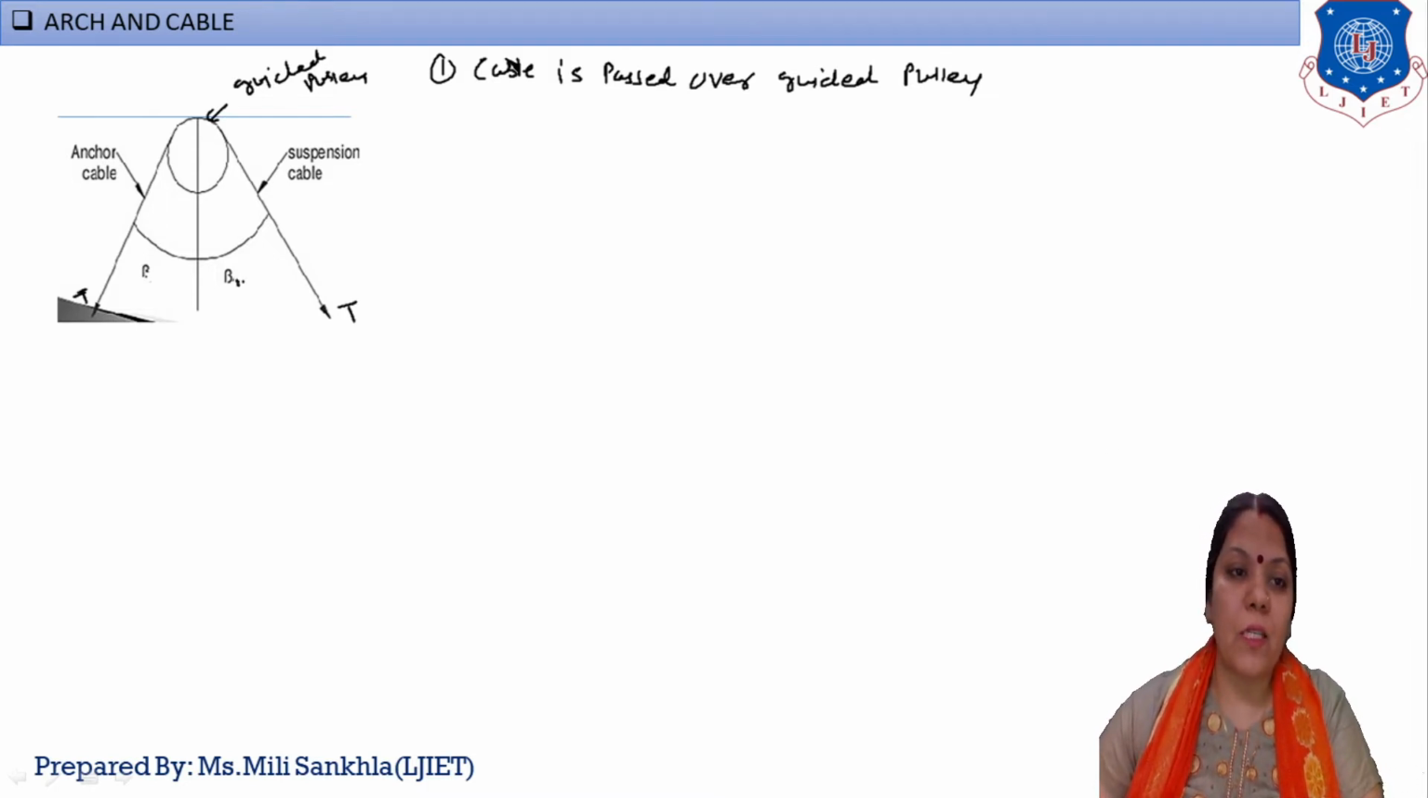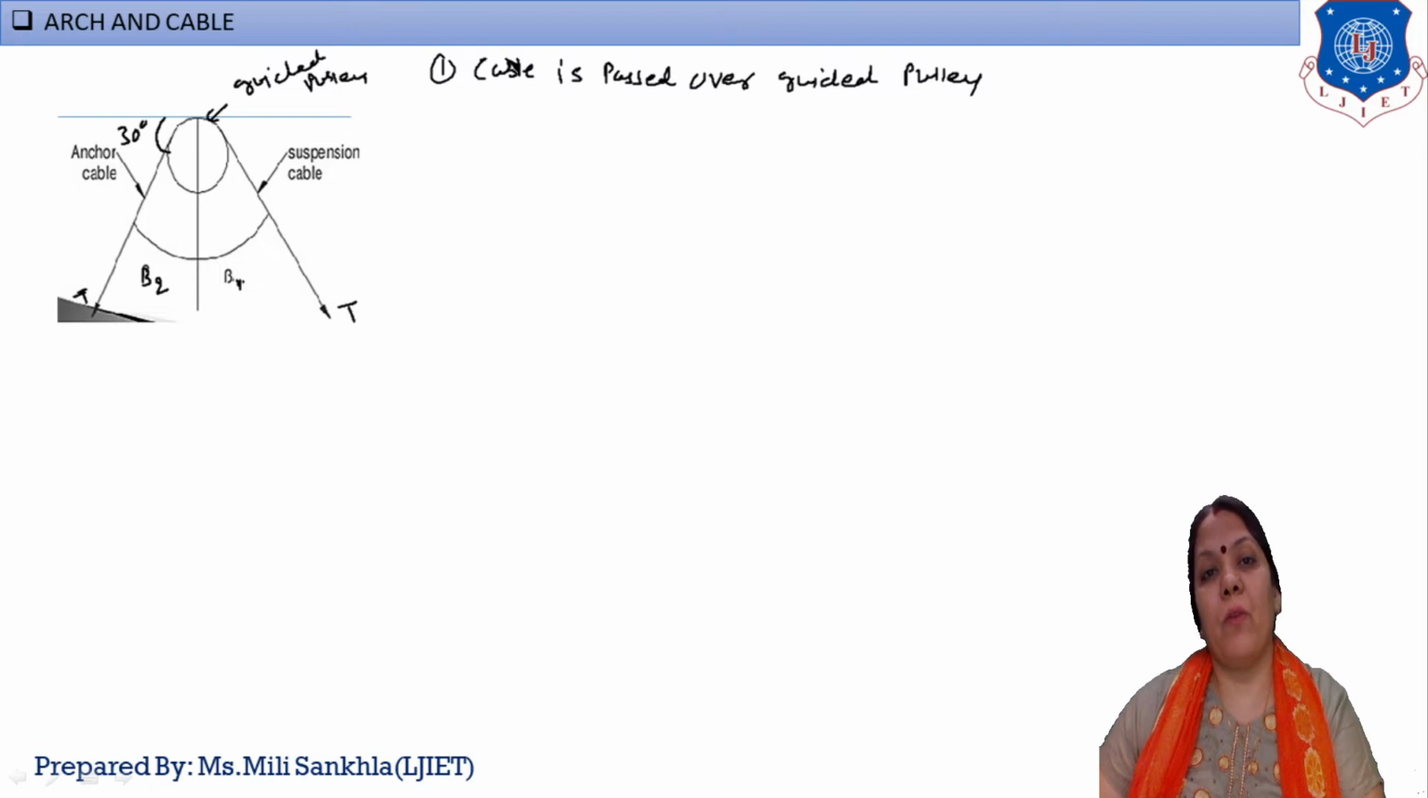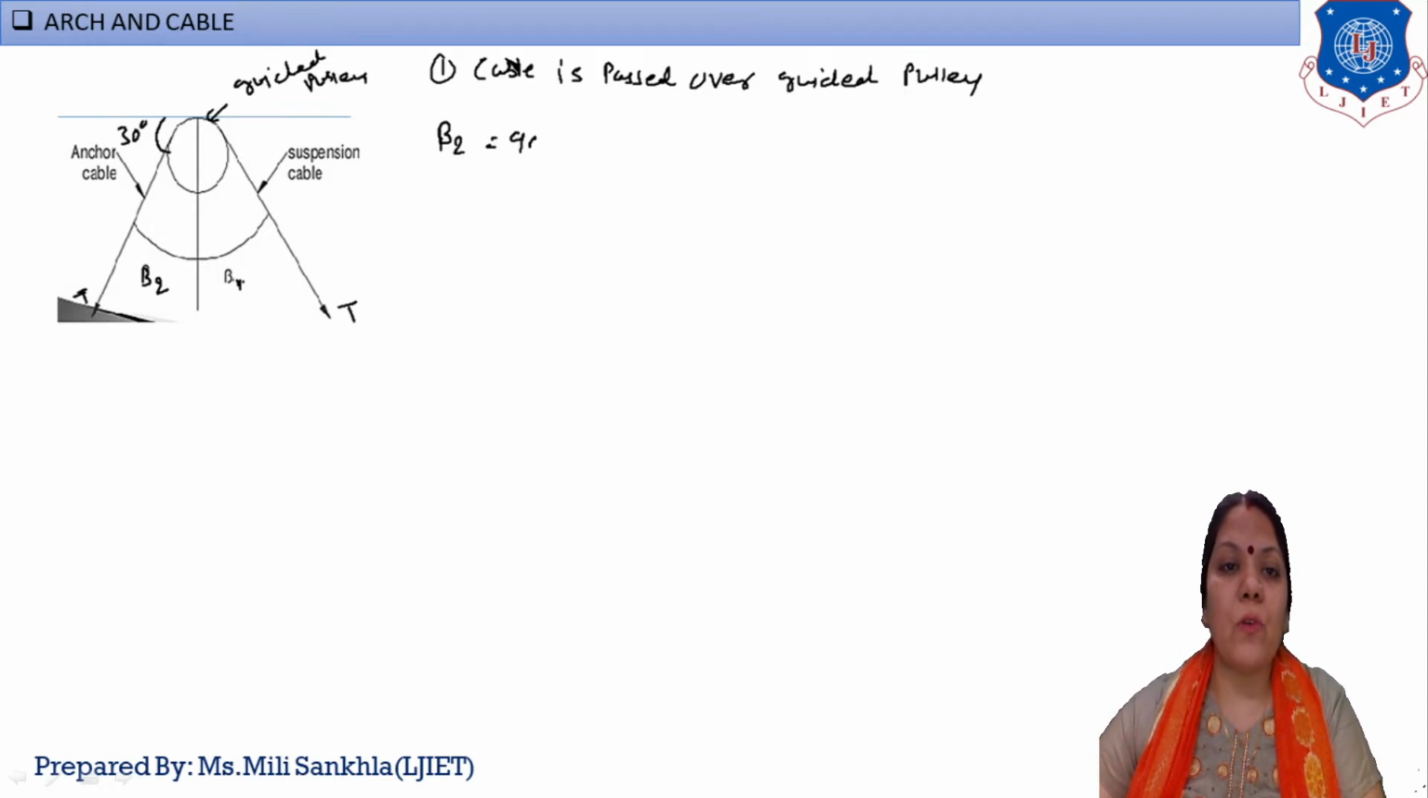Okay, this angle is our beta 1 and this angle is our beta 2. In the example, it is mentioned that this horizontal line makes an angle 30 degree with this anchor cable. Okay, this data is given. Now first of all we find out beta 2. Now what is the value of beta 2? Beta 2 is equal to 90 degree minus this 30 degree, because this vertical pier and horizontal are at 90 degree. 90 minus 30, this is our angle beta 2, and this angle is equal to 60 degree. Clear?